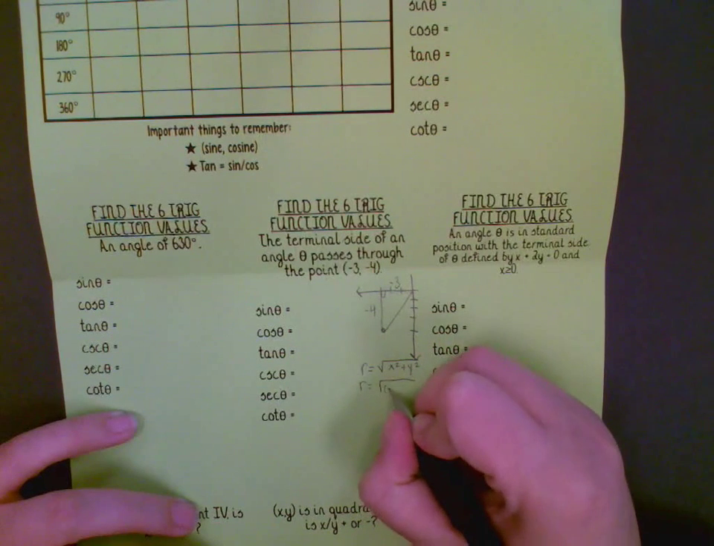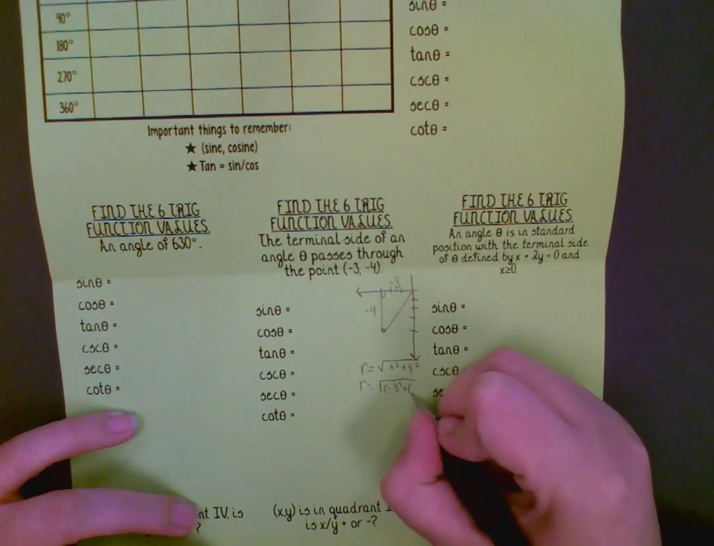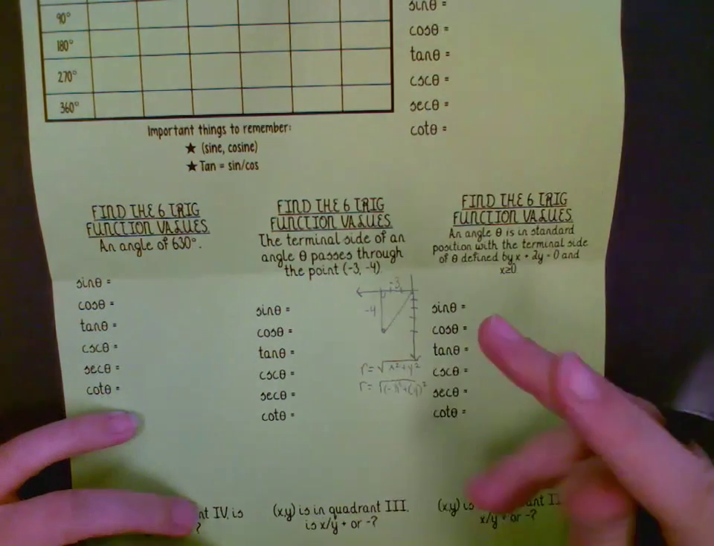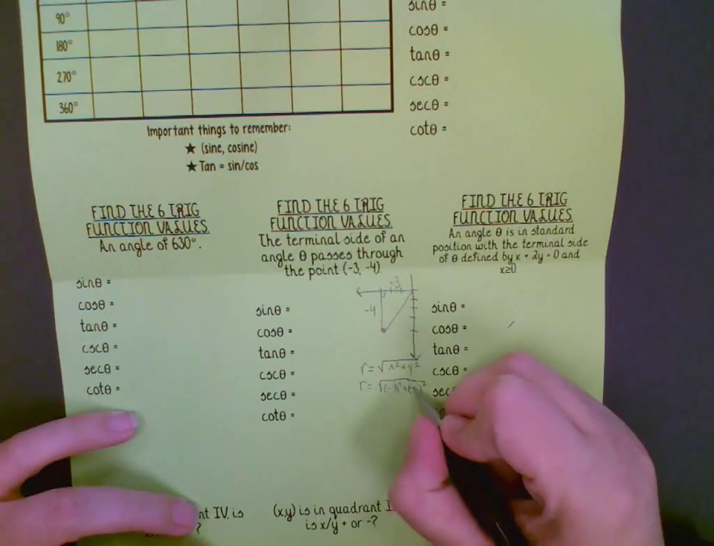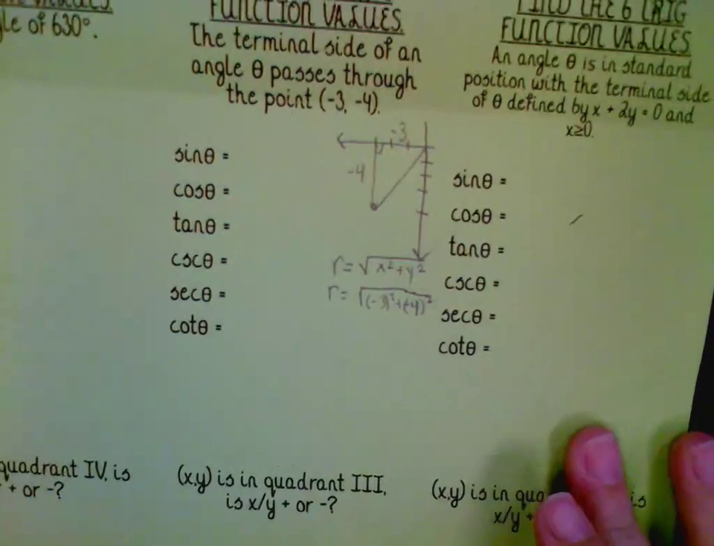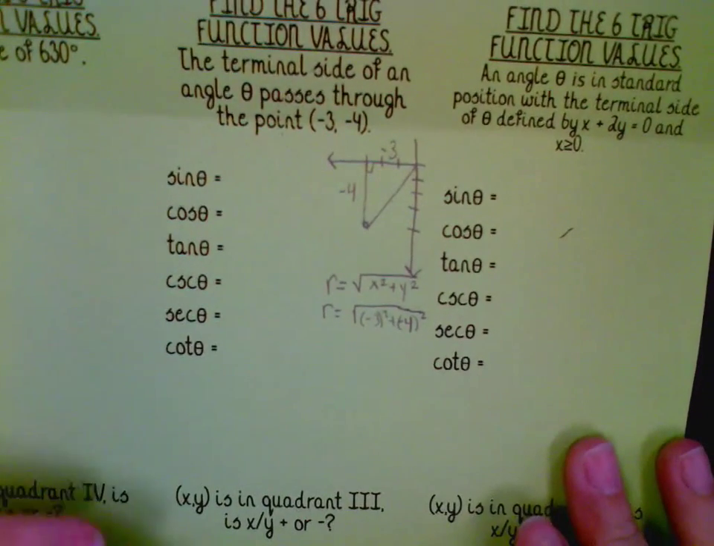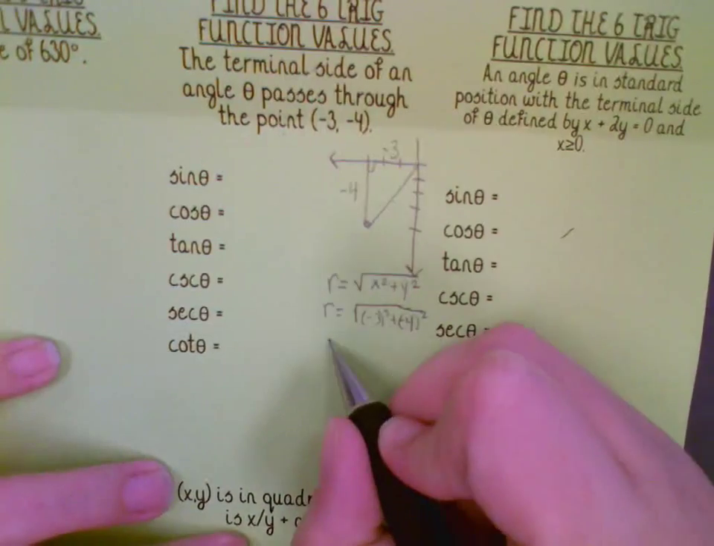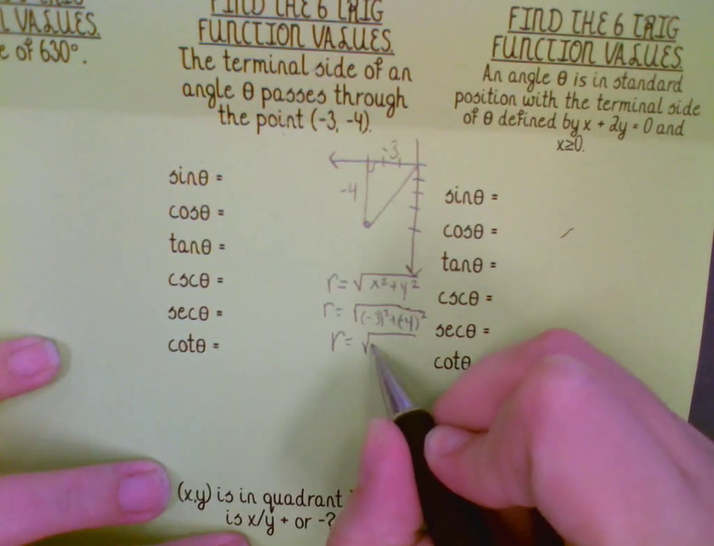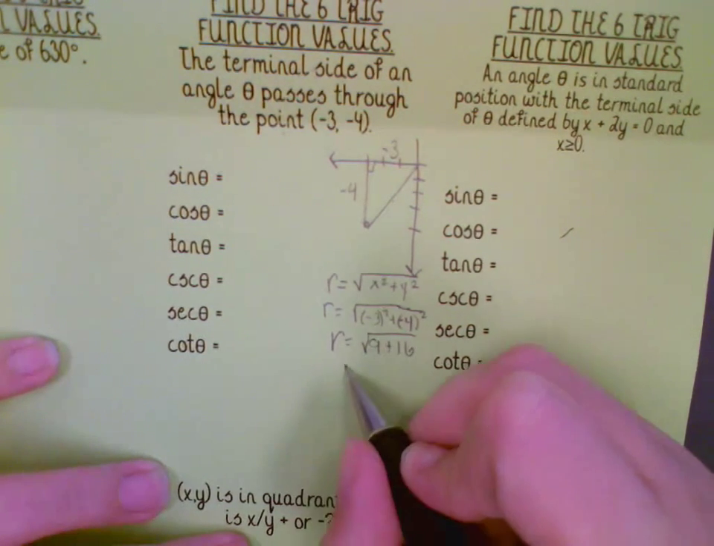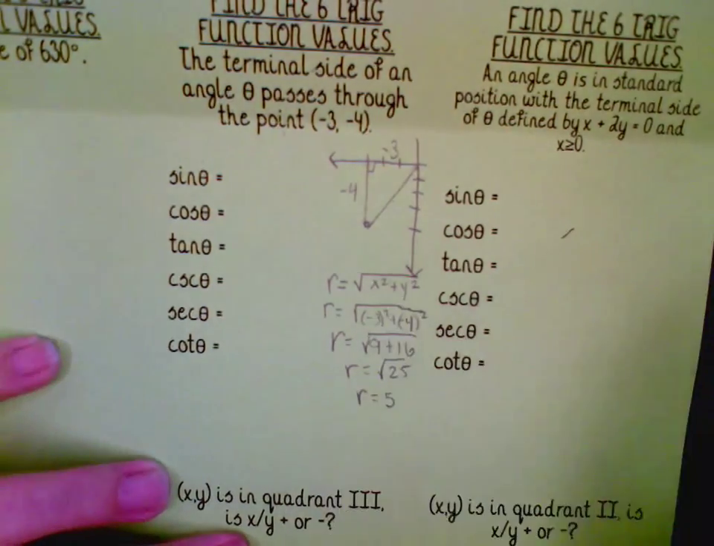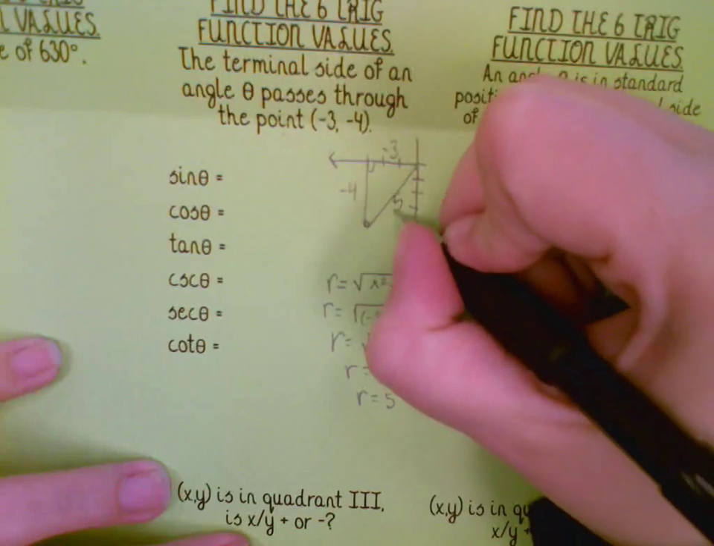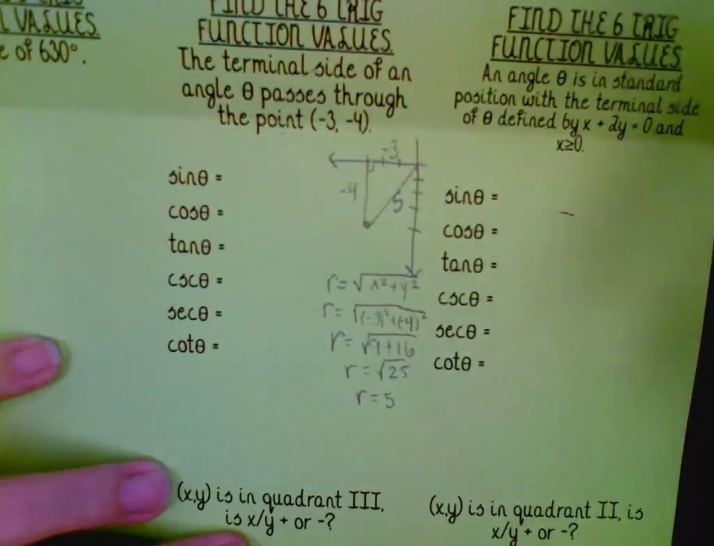So we'll plug in our values for x and y. Oops, our y is -4. And then we just have to simplify that. So I just would want you to remember that whenever you square a negative, it always turns positive. So we end up with 9 plus 16. So we get that our r is 5. That would be the length of our hypotenuse on that triangle.